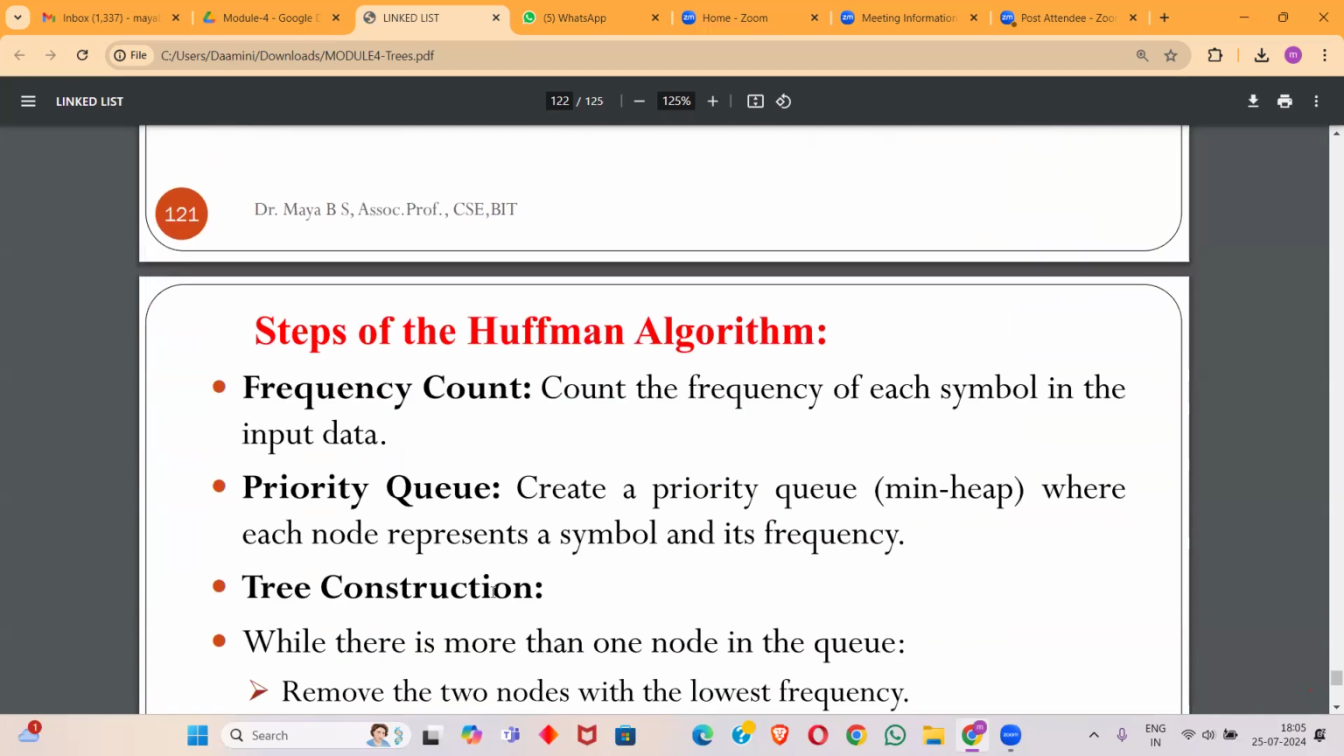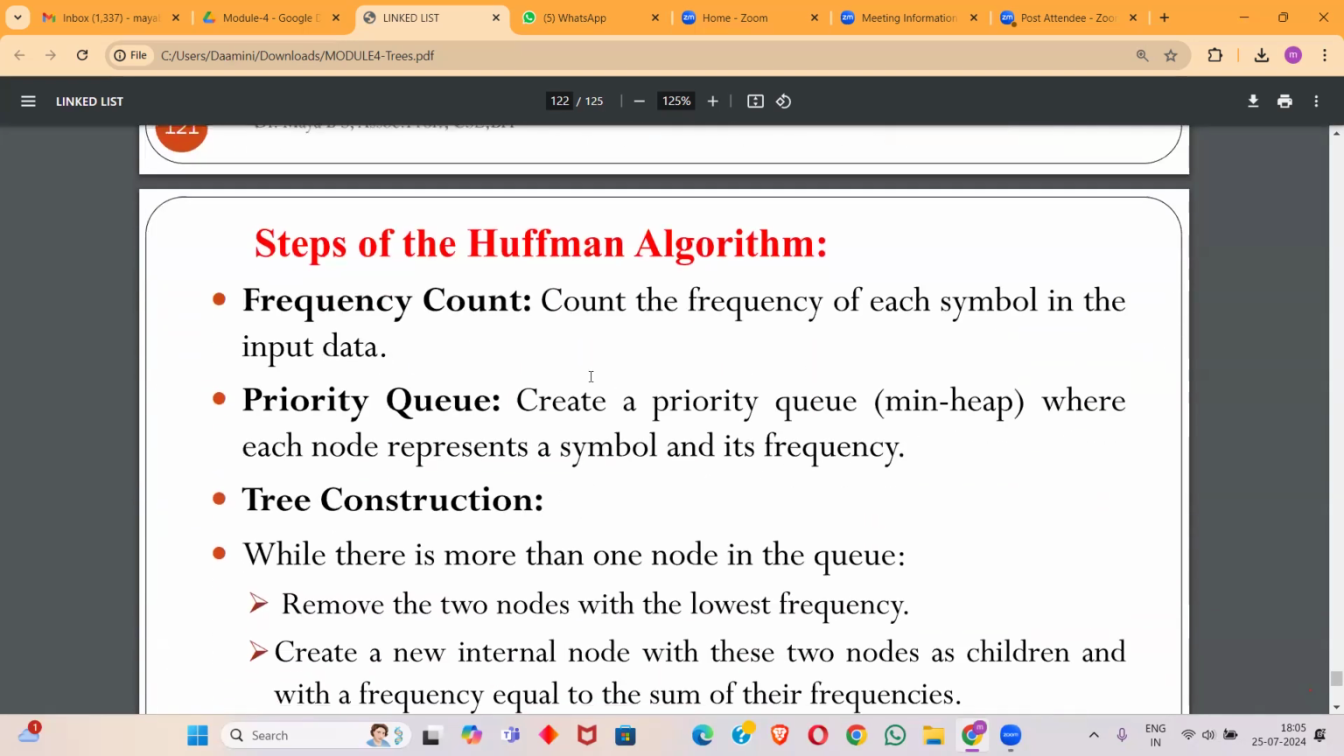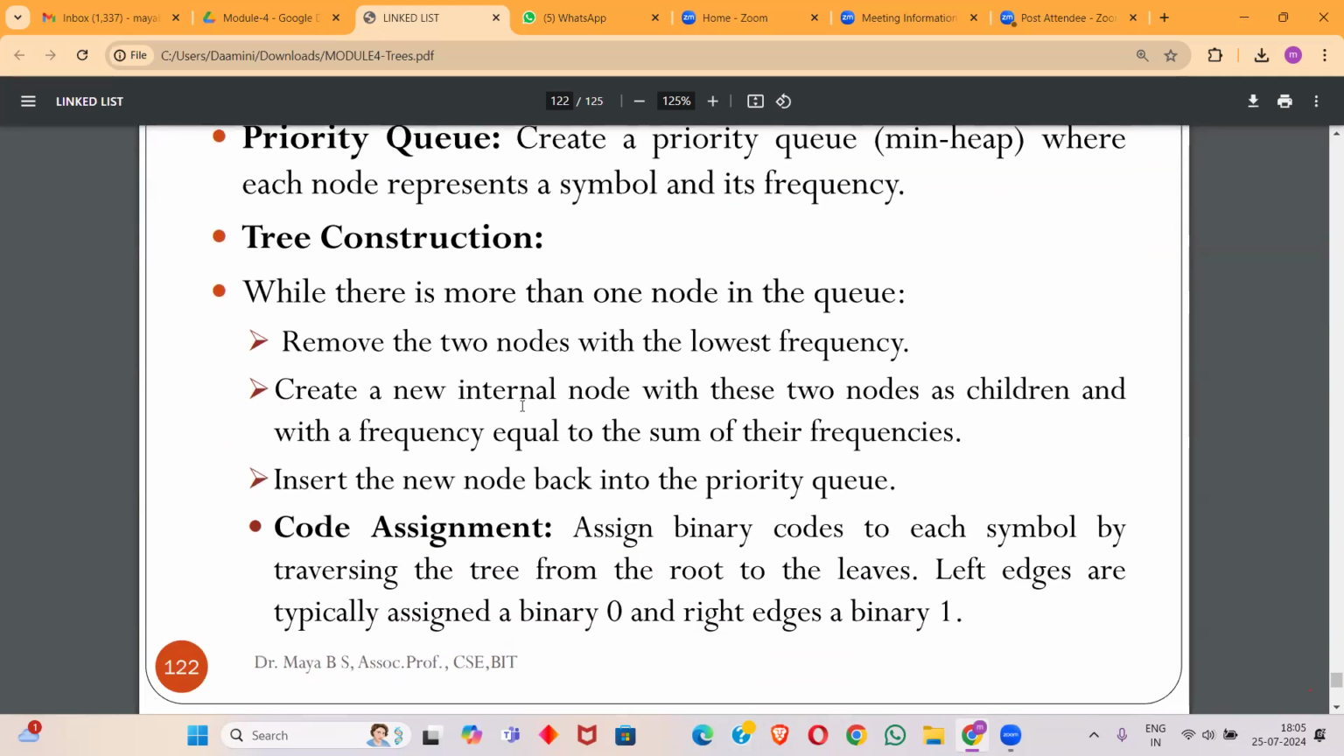To easily understand the Huffman algorithm, there are three main concepts. Frequency counts are used, implemented using a priority queue. Tree construction removes the two nodes with the lowest frequency and creates a new internal node with the two nodes as children, with frequency equal to the sum of their frequencies, and inserts the new node back into the priority queue. Code assignment is done by using left edges as 0 and right edges as 1.